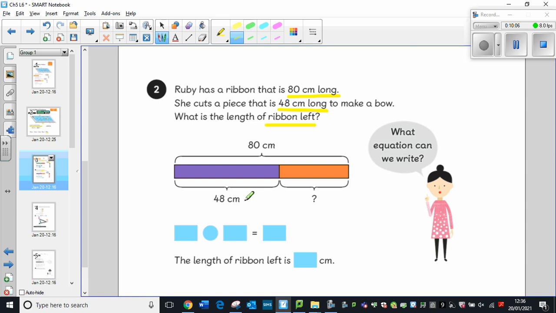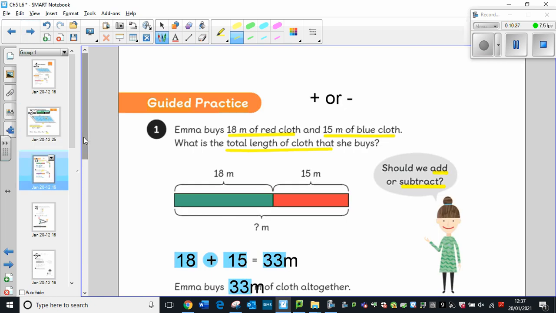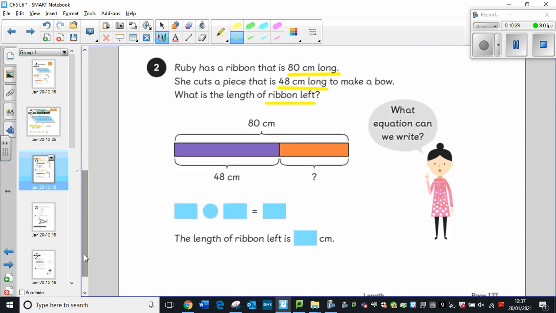She's used 48 centimeters, and I want to find out this orange part. What's the orange part worth? And again, it's very similar to our in focus one where there was 50 meters, she swam 35 meters. So what did we do to find out how many meters there was left to swim? It's very, very similar, okay? So you can always go back and watch that part of the video. That might be able to help you. It might give you a few more ideas, okay?